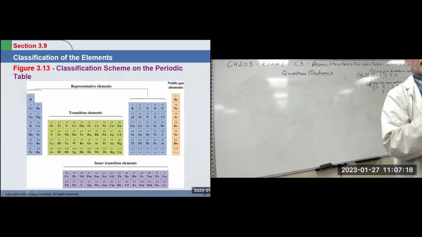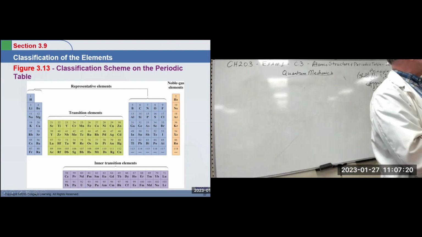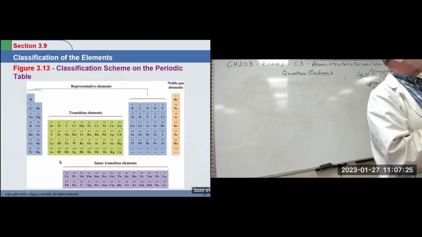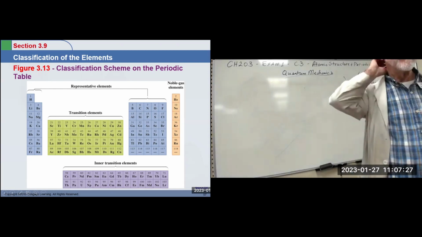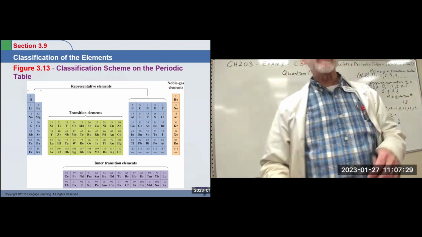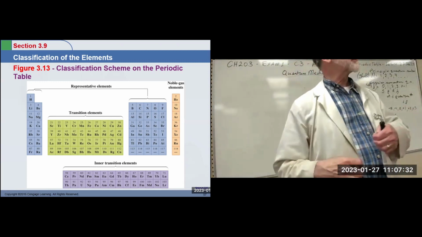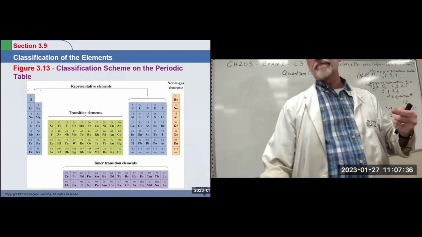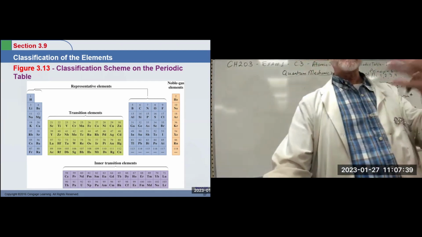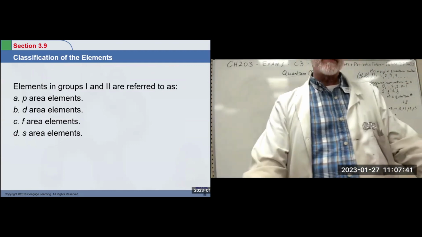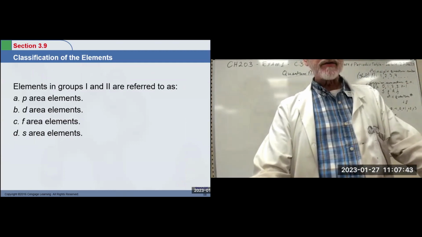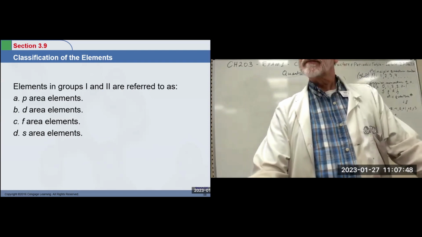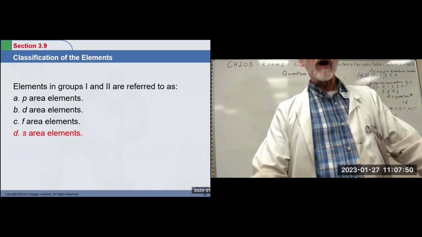That works for the second and the third period really well. But once you get down into the 4th period and you're crossing over the transition metals, it's not quite as useful. But most of the interesting biochemistry that happens in living systems is going to happen with the first 3 periods anyway. So that's one of the reasons the octet is still used. Elements in group 1 and 2 are referred to as s-area elements, those first 2 columns.